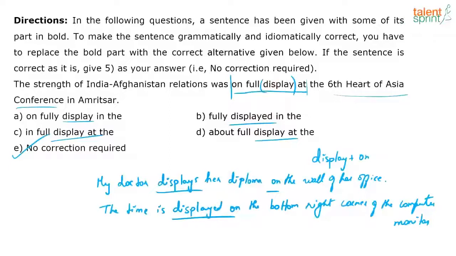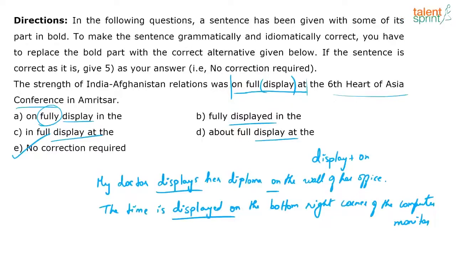I went off on a tangent explaining the collocation of display on, but what I'm trying to say is, given the context, on full display is correct. But display at, because we are talking about a specific place, the 6th Heart of Asia Conference in Amritsar. So anything referring to a specific location, you will use the preposition at. If you look at the options, A we know is incorrect. Let's go back to the options. It says on fully display in the. I know it cannot be on fully. I don't need an adverb here.